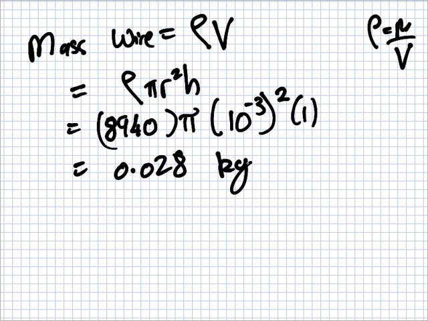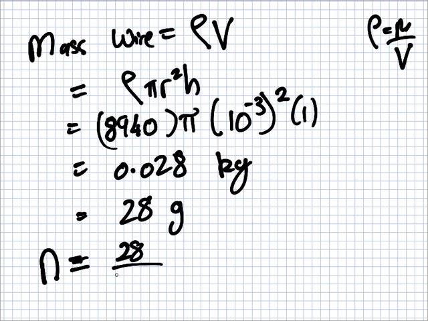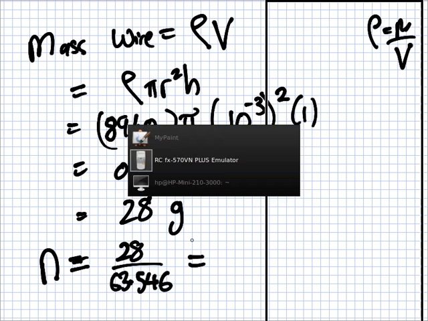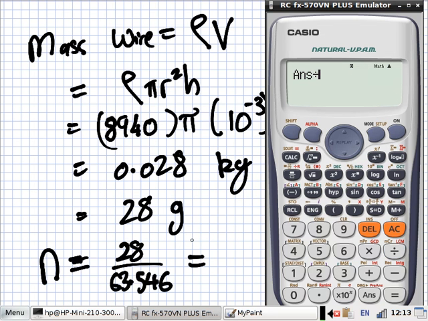Okay, continue. How can I get the number of copper atoms? So I know the mass of copper, and I know its molar mass. So what should I do next? I should do a division, shouldn't I? So I can write this as 28 grams. And what's the molar mass? It's quite big, isn't it? It's 65 or 63. So the number of moles would be 28 divided by 63.546.